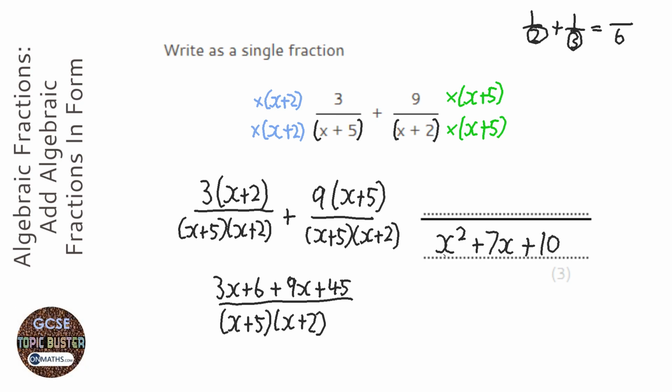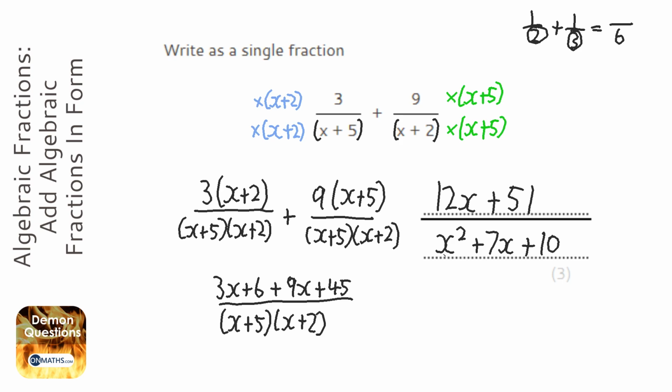If you don't know how to do that, see our video on expanding quadratics, or expanding quadratic equations, or expanding quadratic brackets. And let's collect the like terms at the top. So 3x plus 9x is 12x, and then 6 plus 45 is 51. And that's my final answer.